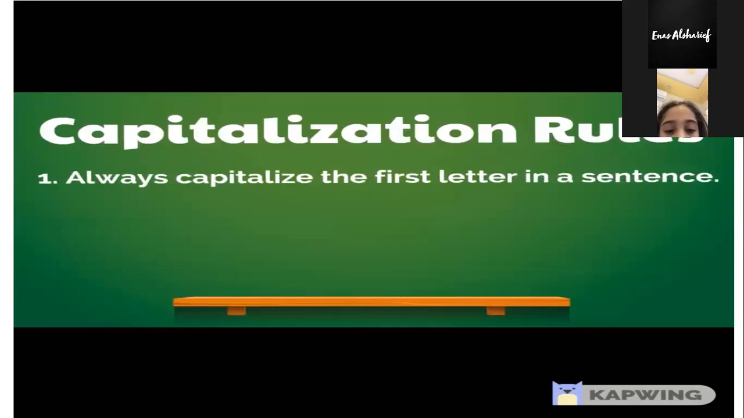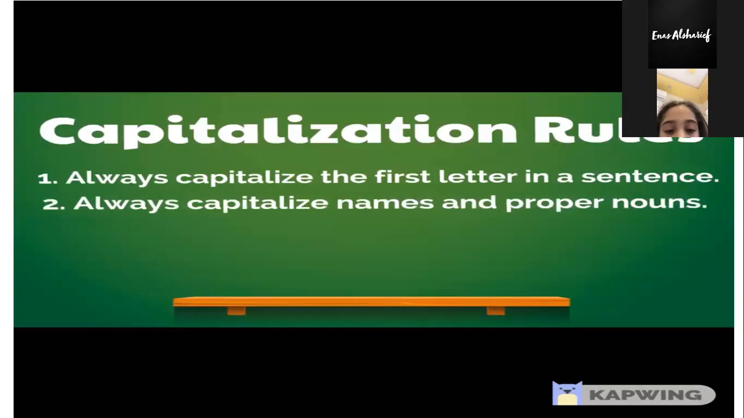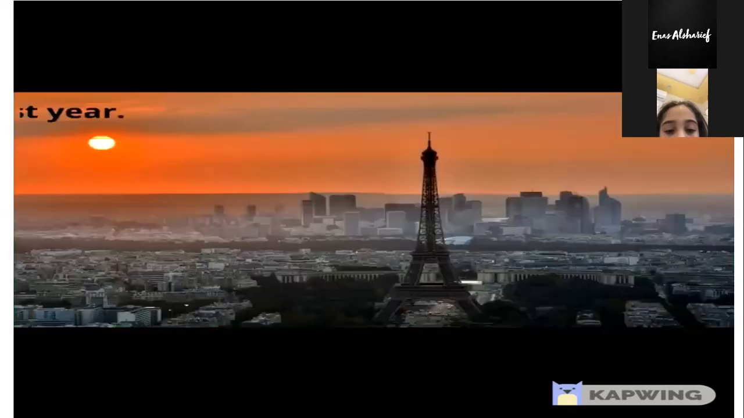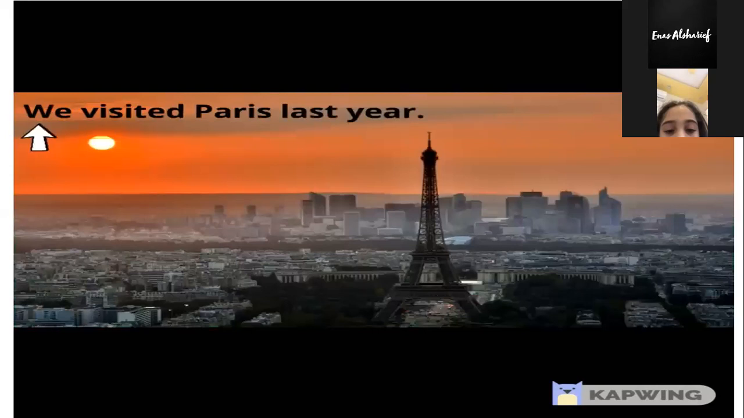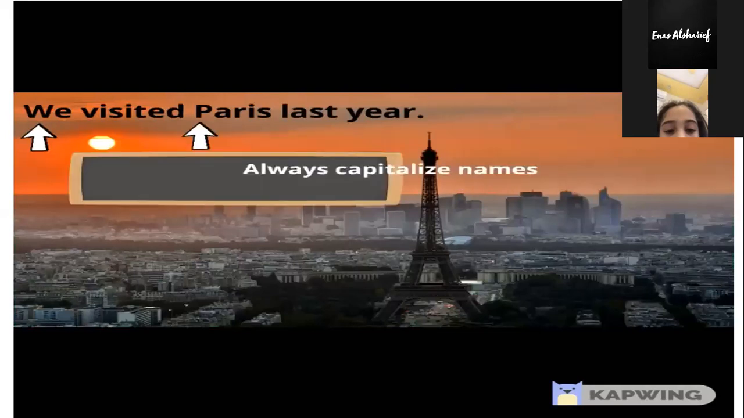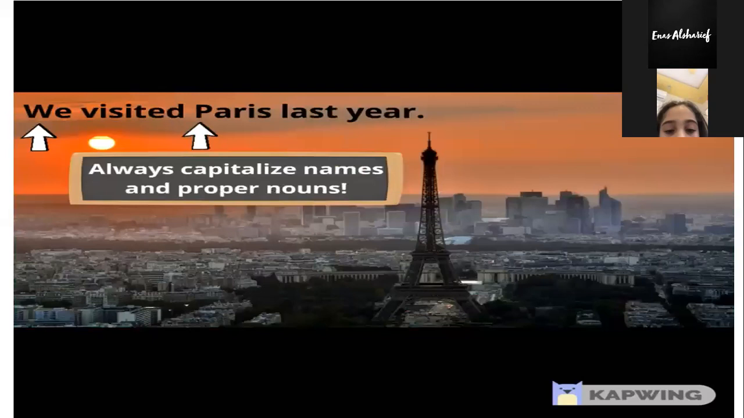Here is the second rule. Always capitalize names and proper nouns. Take a look at this sentence. We visited Paris last year. The W for we is capitalized because it's the beginning of the sentence. Remember, we always capitalize the first letter in a sentence. And the P for Paris is capitalized because we always capitalize names and proper nouns.